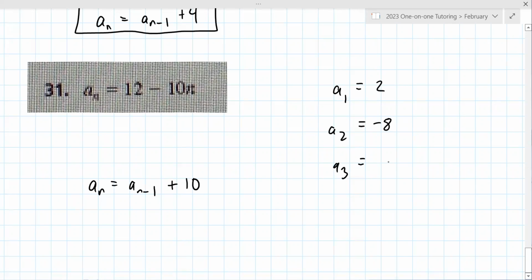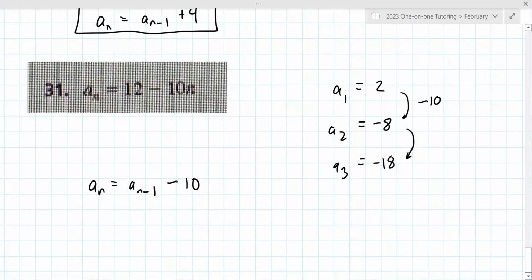Third term was, let me see, it was -18. Good. So what is the pattern here? And you can say it in words or give me a math operation. You're subtracting 10. Subtracting 10. Okay. So to answer your question, it is subtracting.